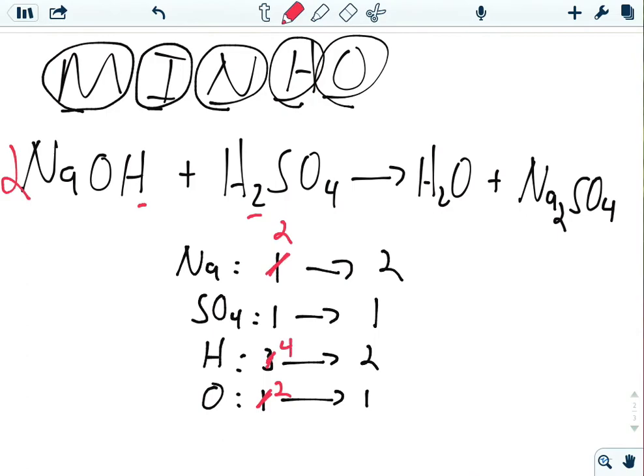So my metals are done. My ions are already balanced, 1 and 1, so I don't have to worry about that. Nonmetals, I don't have any besides my hydrogen and oxygen. Balance my hydrogen: it's a 4 on my reactant, so I put a 2 right here. That makes that go to a 4, and my oxygen go to a 2, and they're balanced.